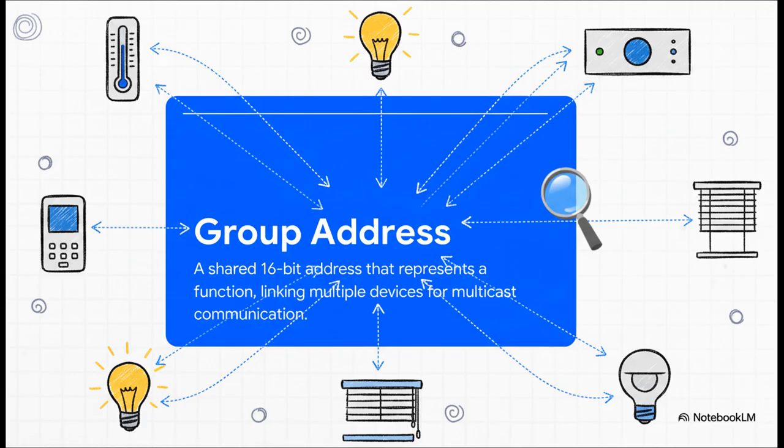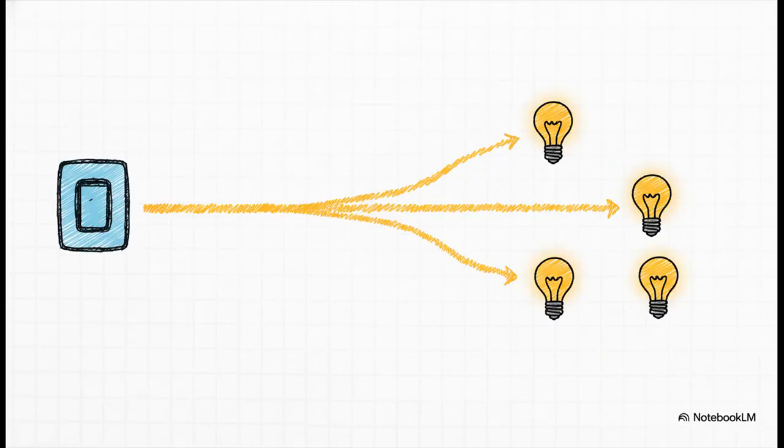A group address isn't tied to a physical device. It's tied to a function. It's a shared address that acts like a virtual wire. Any number of devices can listen to or send messages to that exact same group address. This is what enables something called multicast communication, which just means sending one single message to many, many receivers at once. So a single switch can send one turn-off command to the office lights group, and every single light that's subscribed to that group just turns off.